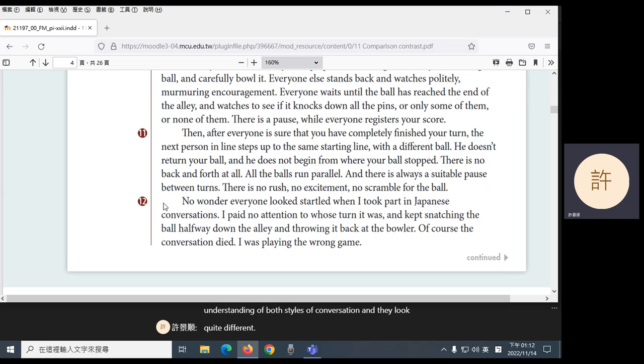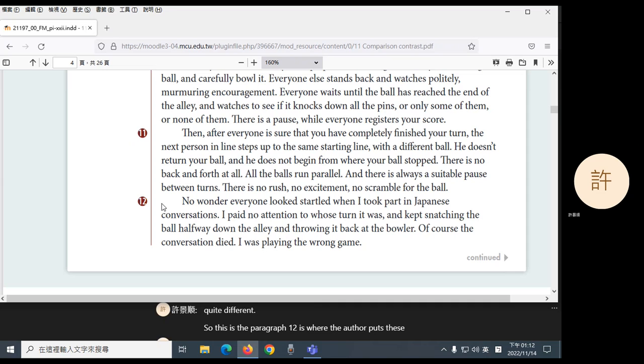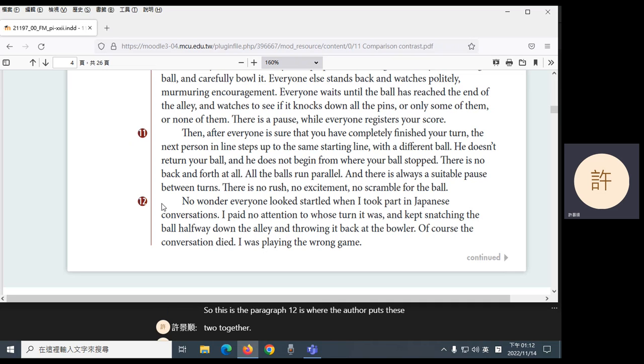So this is paragraph 12, where the author puts these two together. No wonder everyone looked startled when I took part in Japanese conversations. I paid no attention to whose turn it was and kept snatching the ball halfway down the alley and throwing it back at the bowler. Of course the conversation died. I was playing the wrong game.